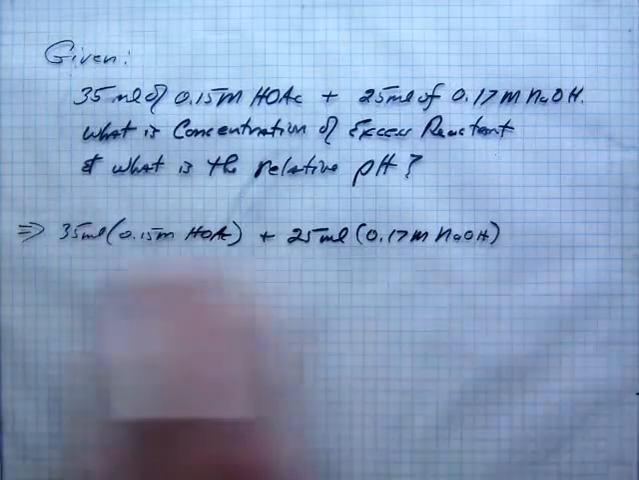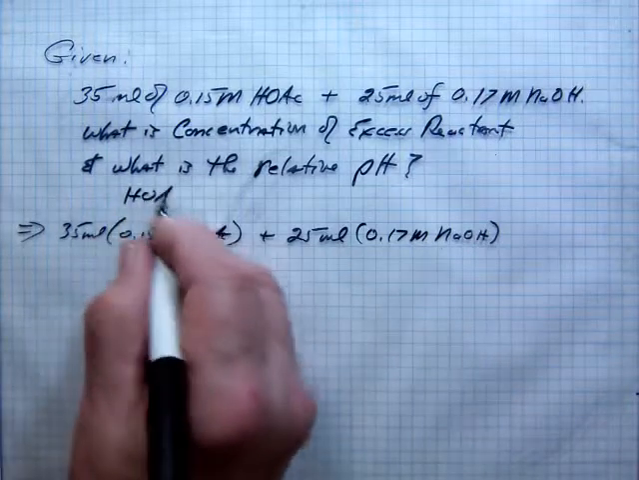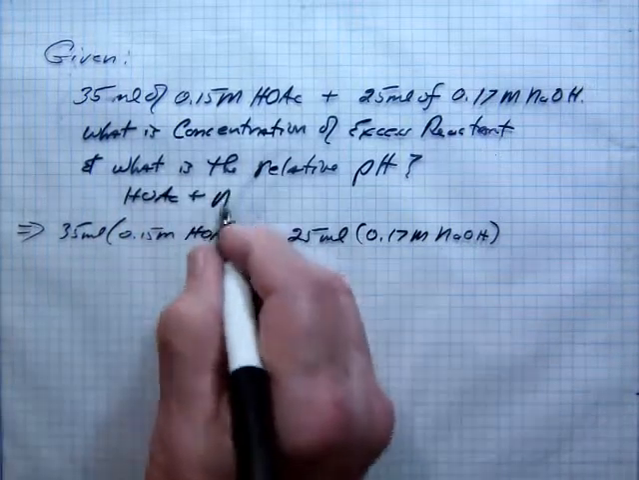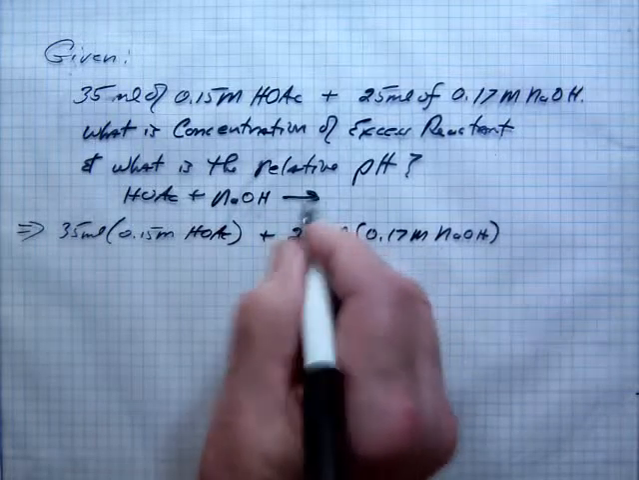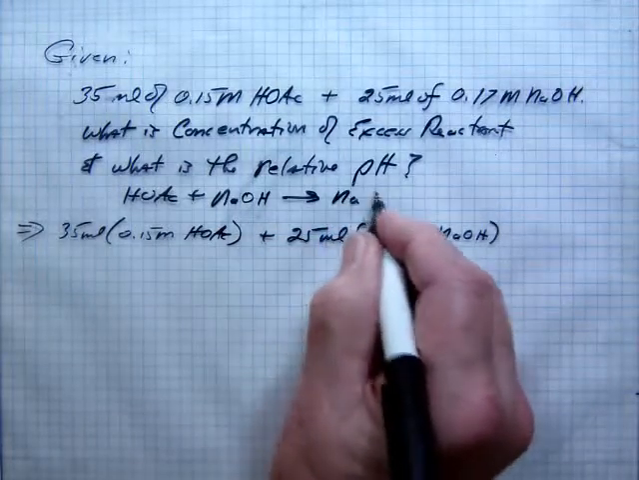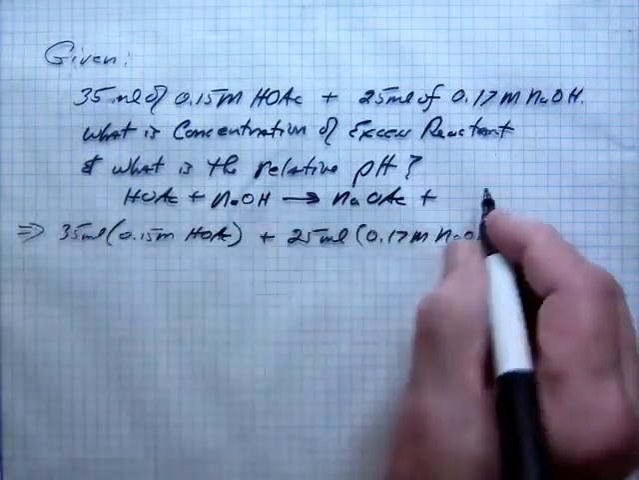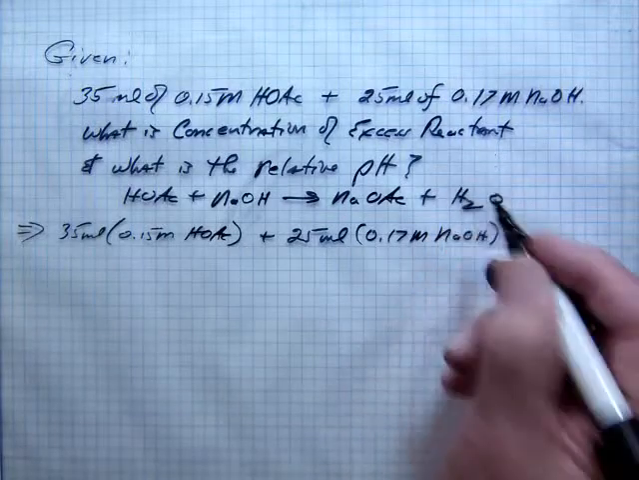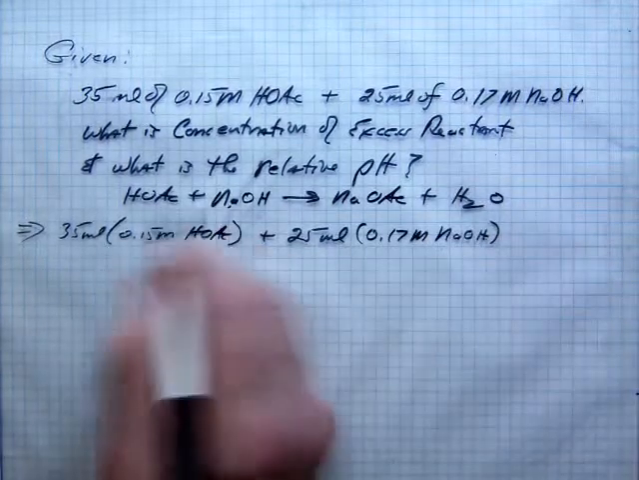Now this is a neutralization of a weak acid plus sodium hydroxide going to sodium acetate plus water. It's a 1-to-1 reaction ratio right here.